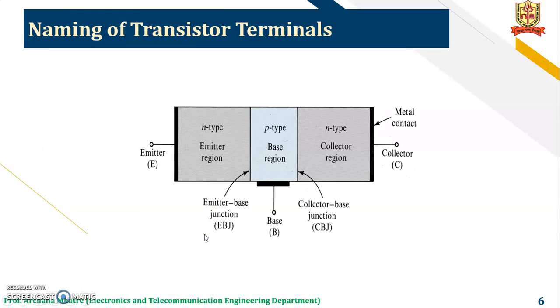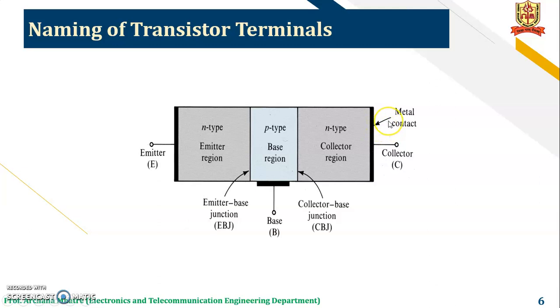Now this is the transistor. Here you can see the P-type material is situated between the two N-type materials. This is the emitter region, the middle one is the base region and this is the collector region. And this is the construction diagram of the NPN transistor. Here is the emitter terminal, the middle is the base terminal and this is the collector terminal.